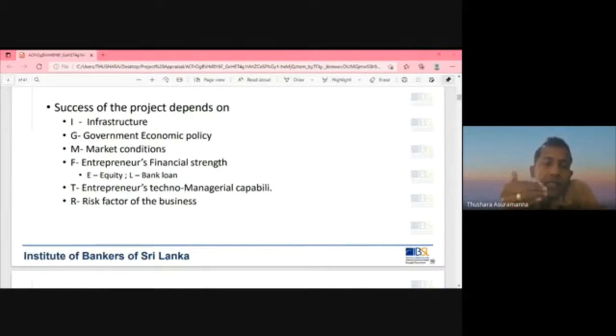The project success depends on these parameters. We can also call these critical success factors. Infrastructure. Why is infrastructure important for the success of a project? For example, roads, electricity, water, maybe some transportation, communication, important, right? So they are not in the control of the project owner.